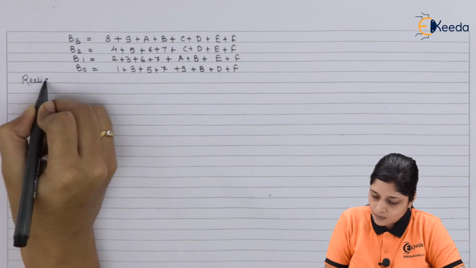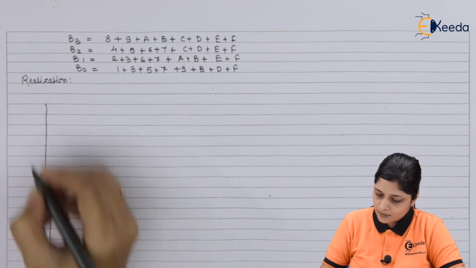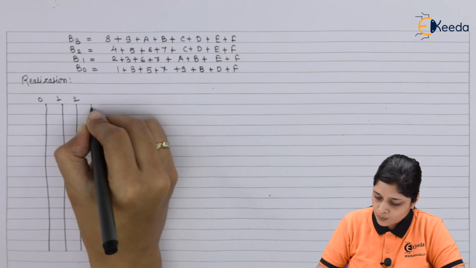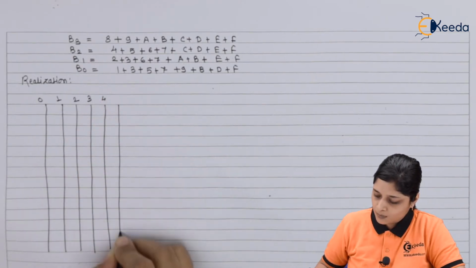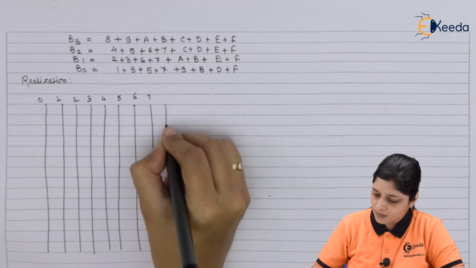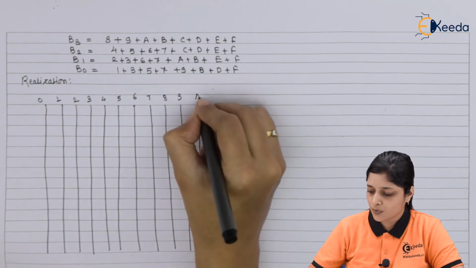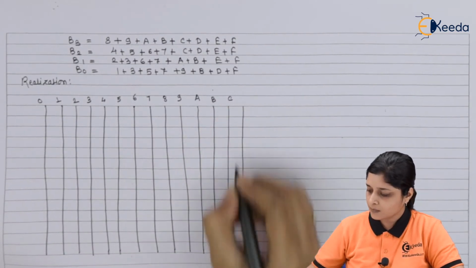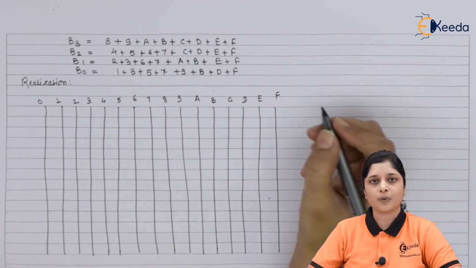So for the realization, we have to show the 16 input lines starting from 0 up to F. 1, then 2, then we have 3, this line shows 4, this is the line for 5, this is for 6, for 7, 8, 9, here it starts with your A, then B, C, D, E and lastly you have to take F. So this is the input part, the hexadecimal numbers.